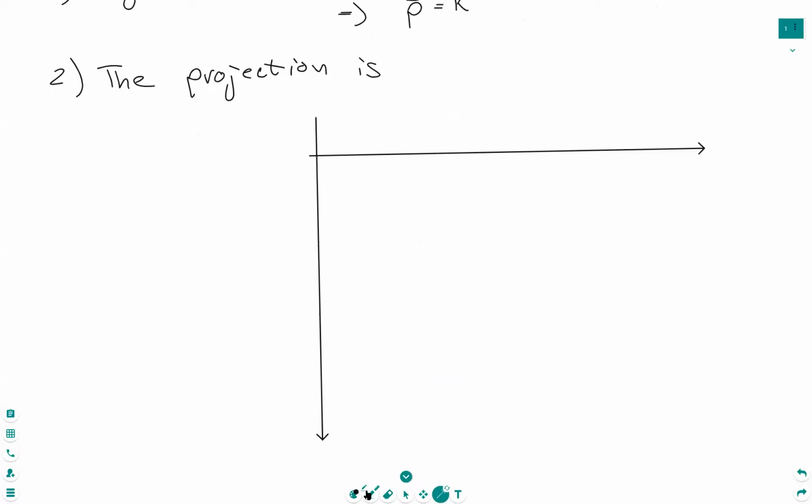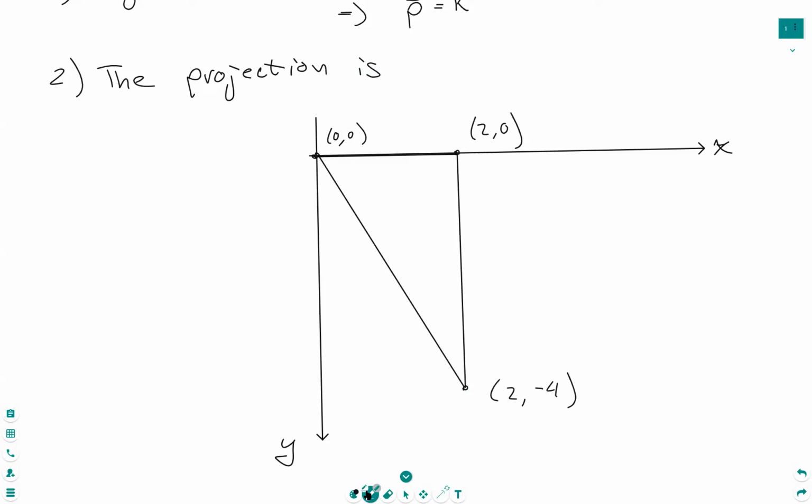So I'll do this. We have x and y. Then we have the origin here, (0, 0). We also have (2, 0), and then we also have (2, -4). And then we'll just connect these with lines. So this is what our projection looks like. We could call this R. So it might be good to find the equation for this hypotenuse now. So this is y is equal to negative 2x.